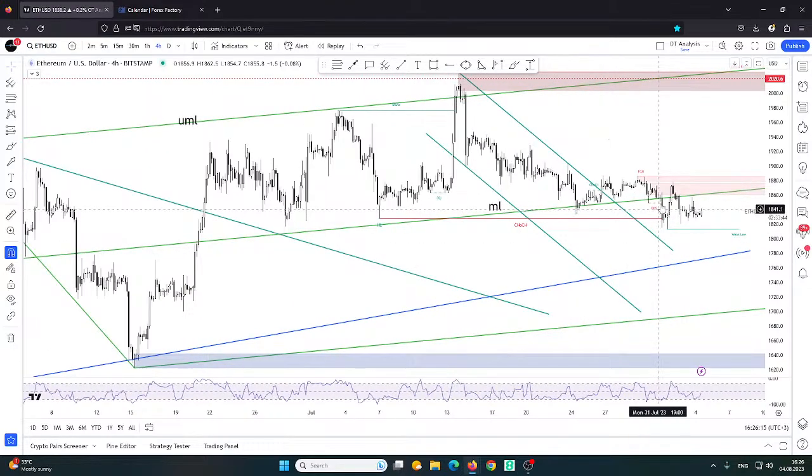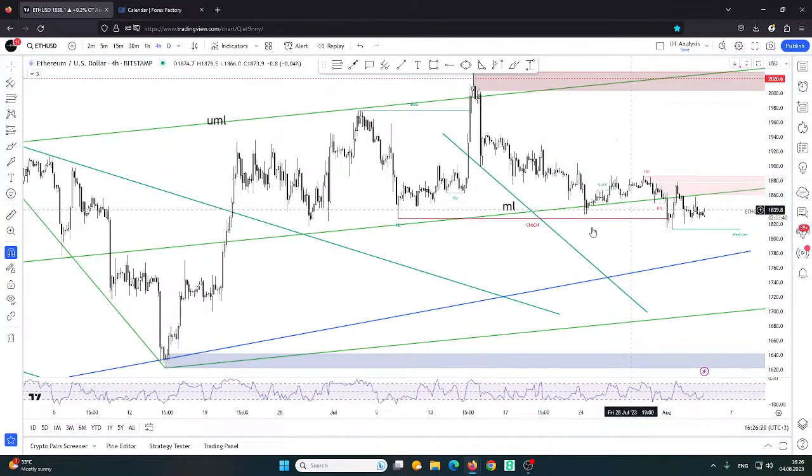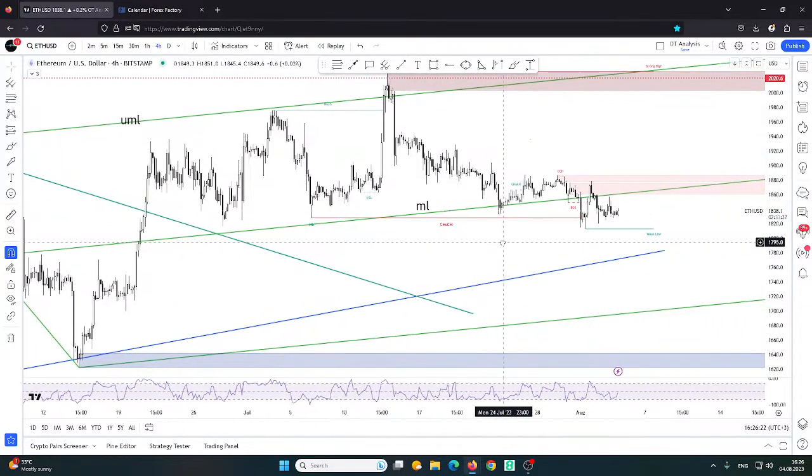Also here, guys, Ethereum has failed to stay above the medium line.